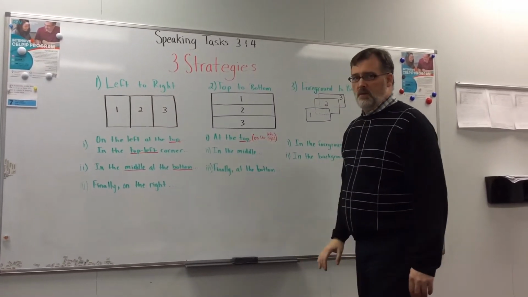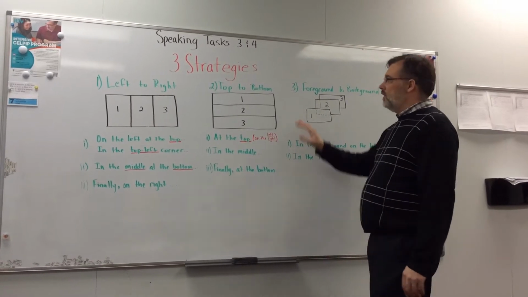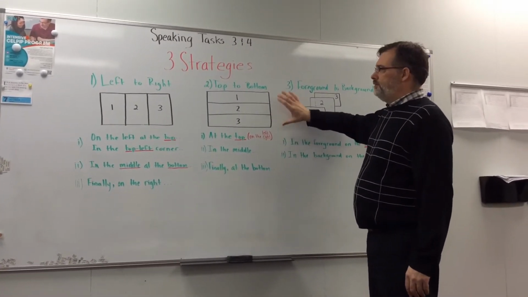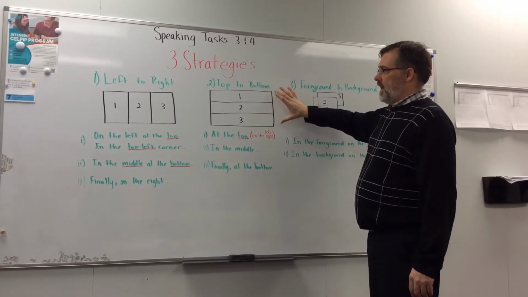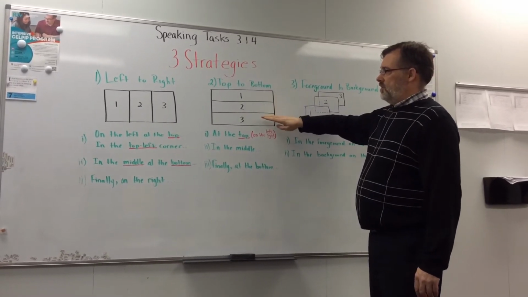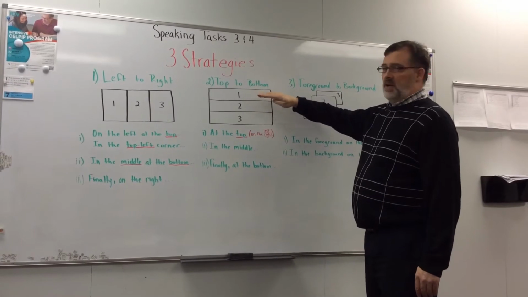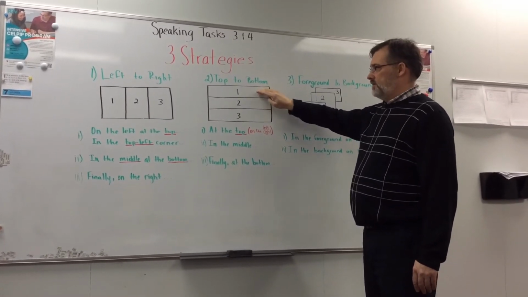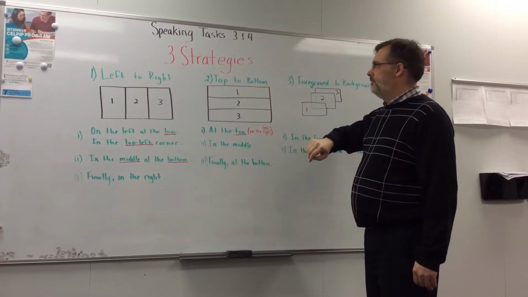The second way that we usually describe a picture would be from top to bottom. So for example, if you were looking at a picture with things happening at different levels, then you would choose this one because you'd start at the top and then describe things as you go down to the bottom.